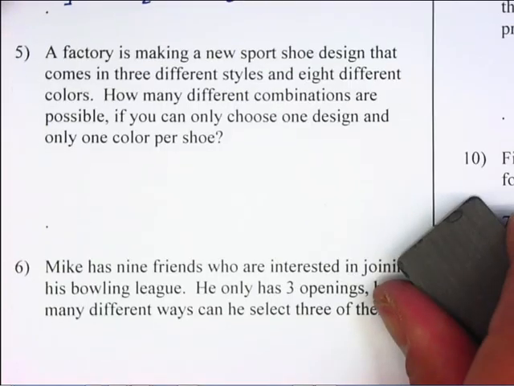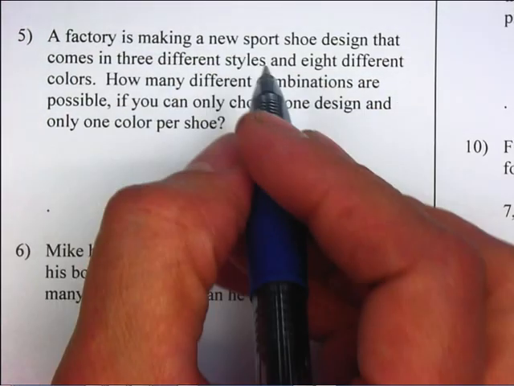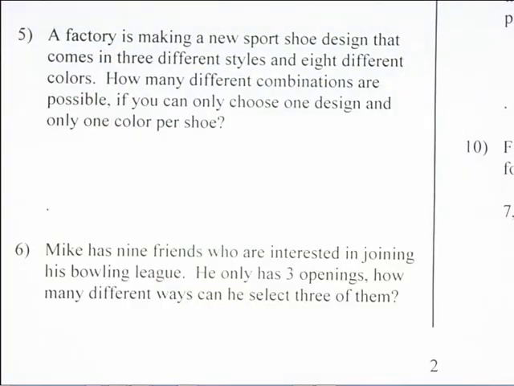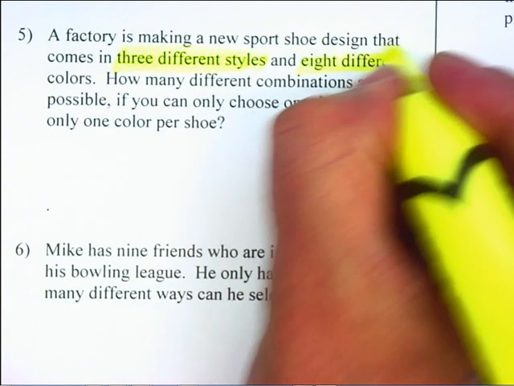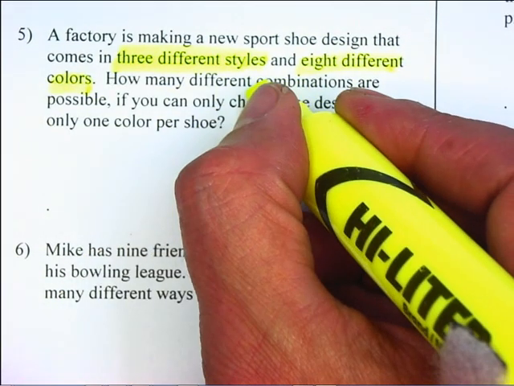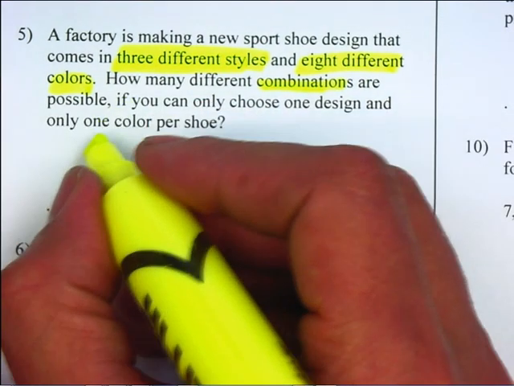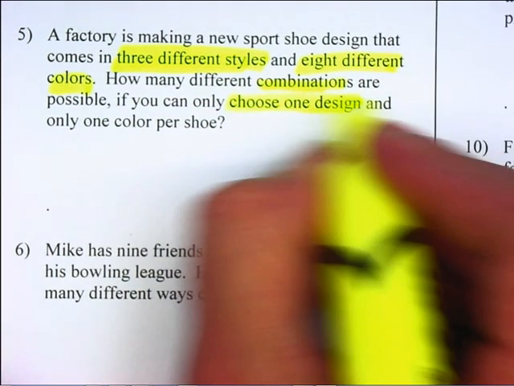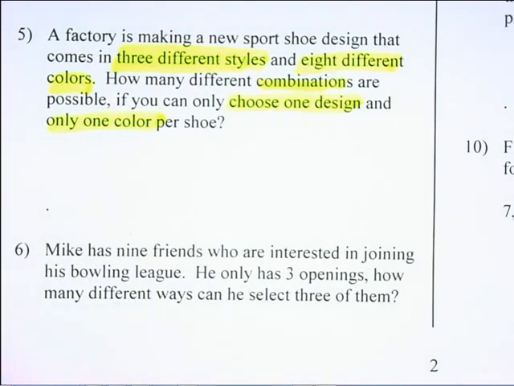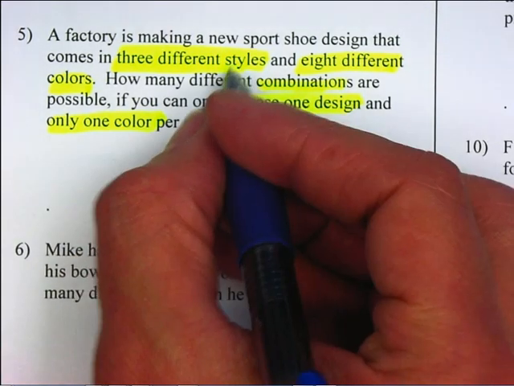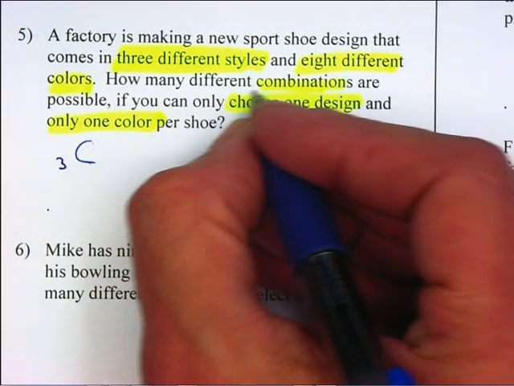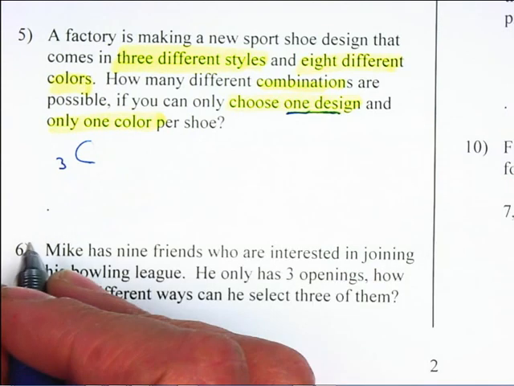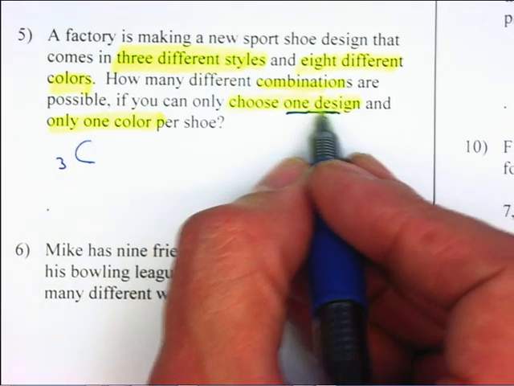Problem number 5. A factory is making a new sports shoe design that comes in 3 different styles. So you're looking for 3 different styles and 8 different colors. How many different combinations, so combinations should give you a little clue, are possible if you can only choose one design and only one color? So we are selecting. First, we need to be able to select the styles. How many styles are available? 3. And how many are we selecting? Only one design. They should say one style, one design.